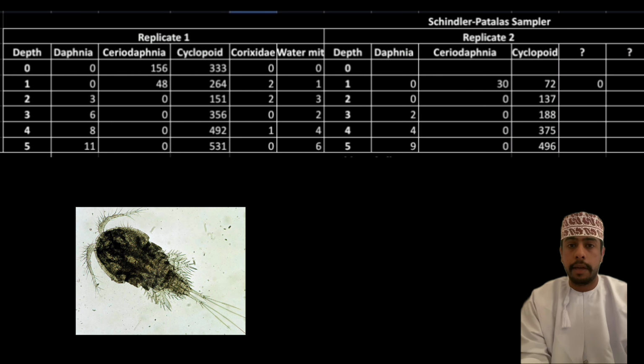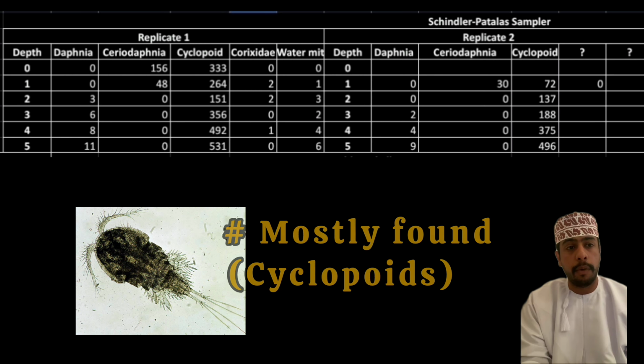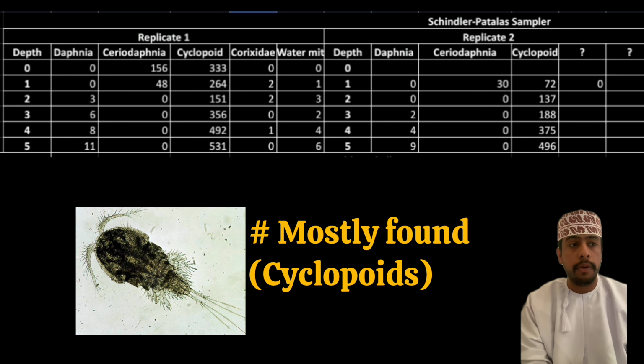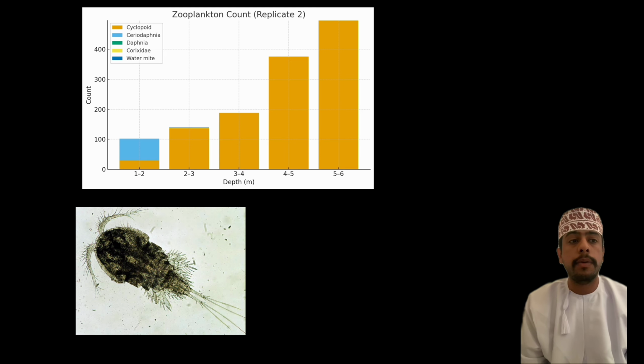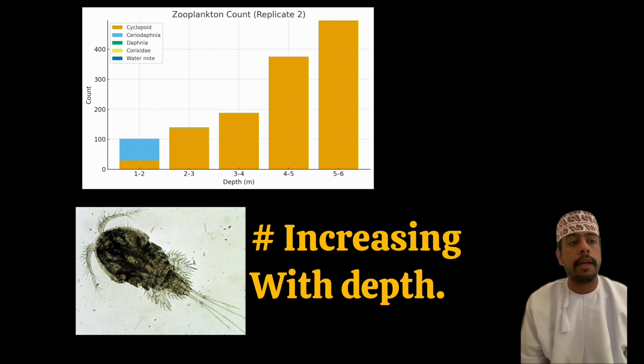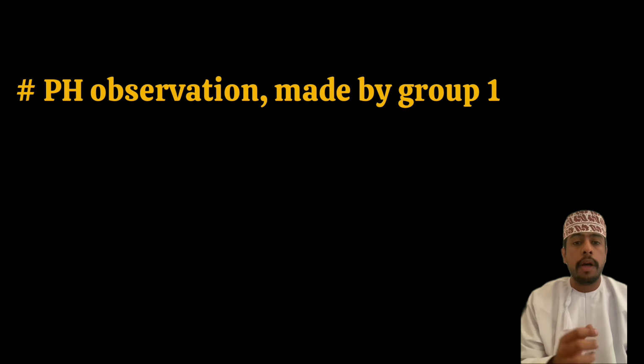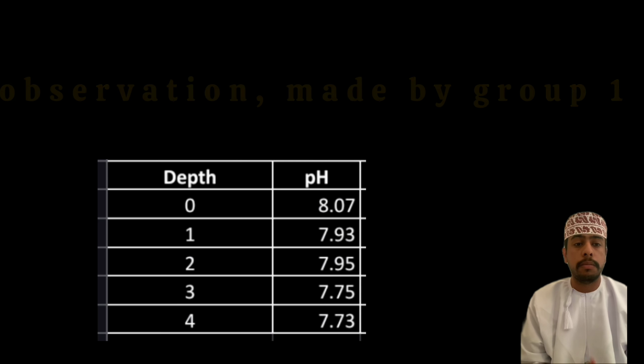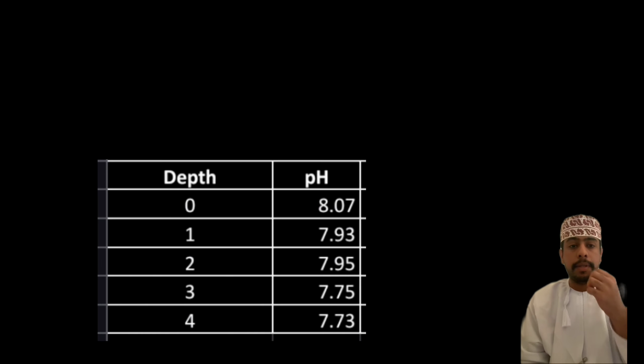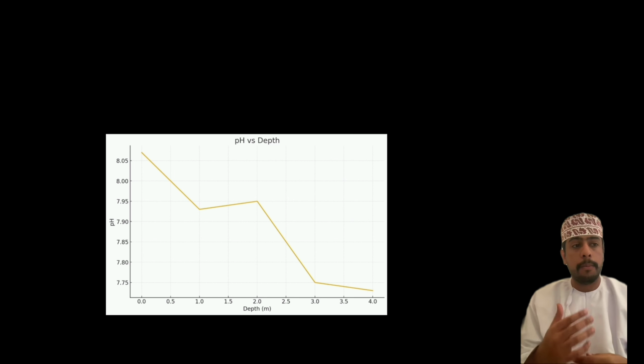So we see that there's replicate 1 with a variety of different cyclopoids. Going to replicate 2, we see it's also increasing with the depth, especially cyclopoids and cyclodaphnia. And also the pH is changing with the depth, with a little bit of a decrease in the pH when we go further to more depth.